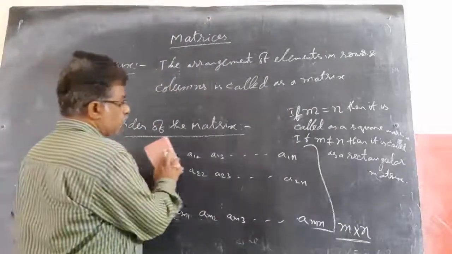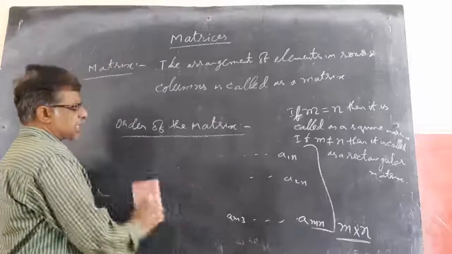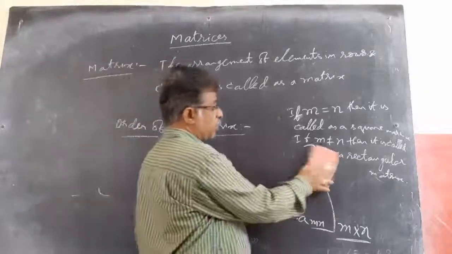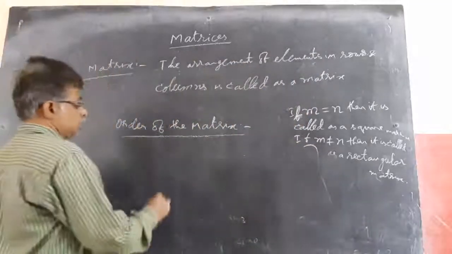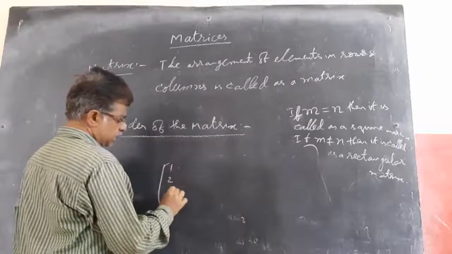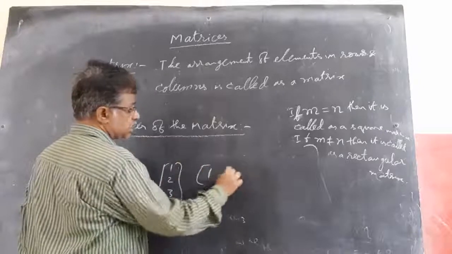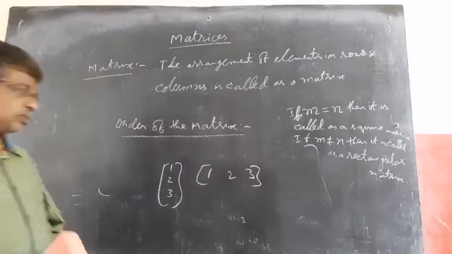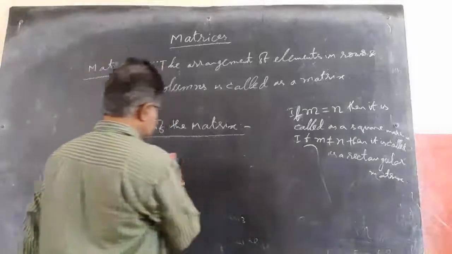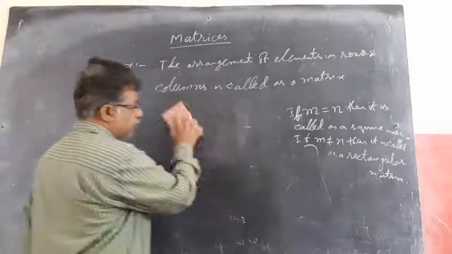If it has only one column, then it is called a column matrix, and if it has only one row, then it is called a row matrix. This is a column matrix, and this is a row matrix.